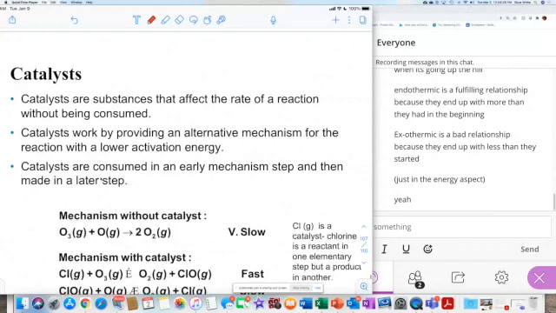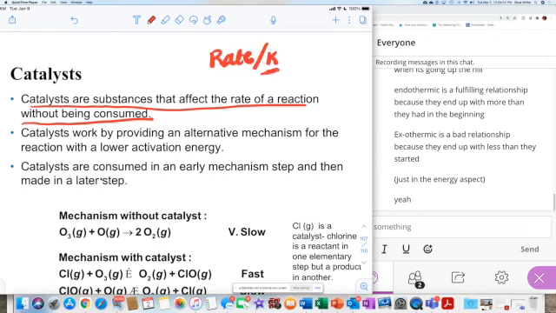Okay, finally, catalysts. So your lab this weekend was about catalysts and how they work. We talk about catalysts very briefly here: catalysts are substances that affect the rate of the reaction without being consumed. In the previous lesson, we talked about the relationship between rate, represented by the rate constant, versus temperature. We saw how temperature, using the Arrhenius equation, affected the rate of the reaction, represented by K.